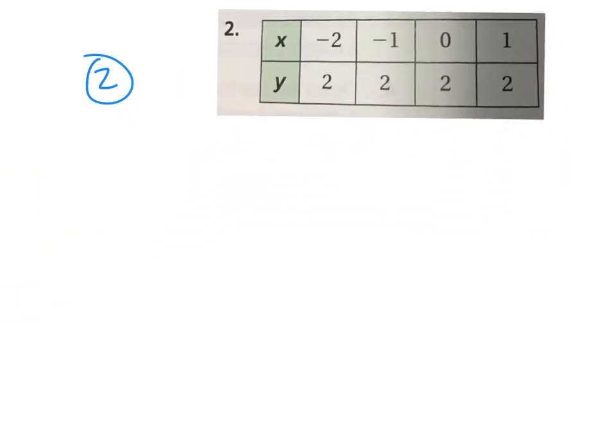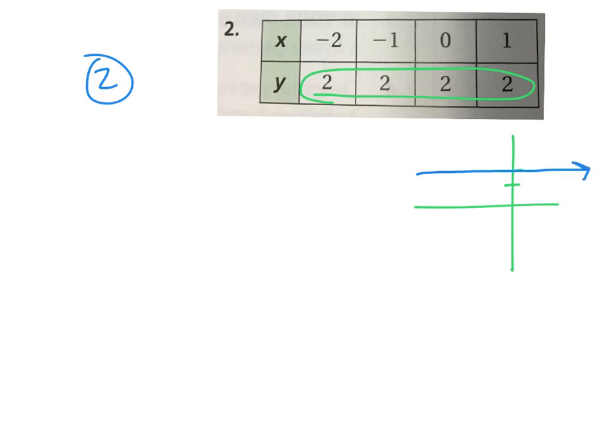Alright, so looking at this table, we're finding the linear function again, so you need to find the slope. Now, notice here, all of my y's are the same, so visualize this. All the y's are at positive 2, so positive 2 would be right there. So essentially, I'm going to have a line that's doing this. So when you have a line that looks like that, what is my slope? It's going to be 0, but let's do the math so you can see it.